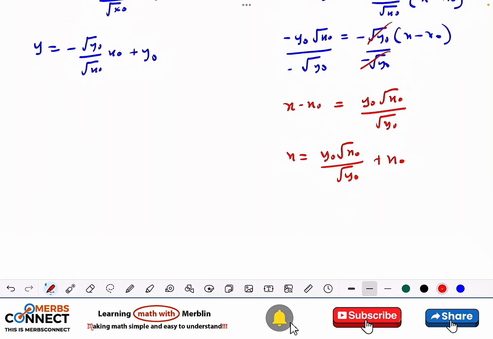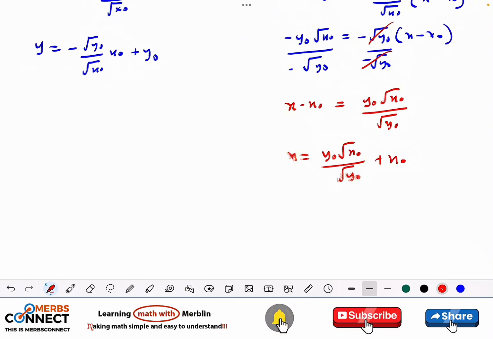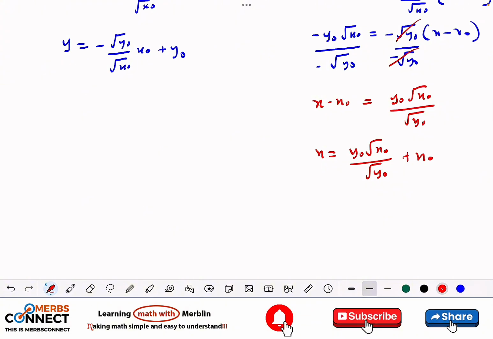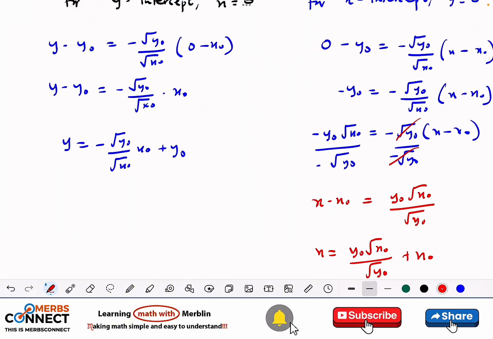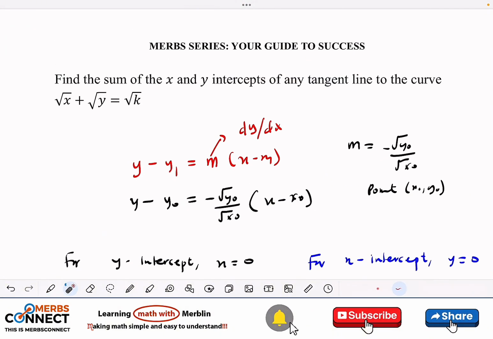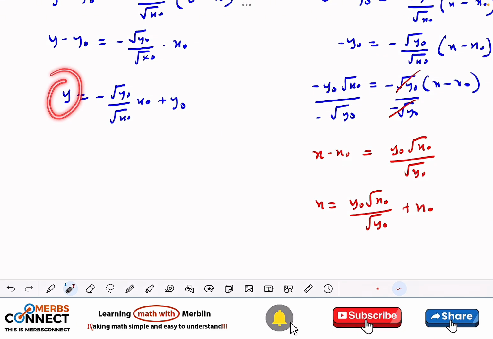Okay, let's try and simplify some stuff. But basically, we can also just add, and then we are done. So let's just add, and then we are okay. So we just don't need simplification. The question is, we should find the sum of the x and y intercepts. So this is the y intercept, this is the x intercept.